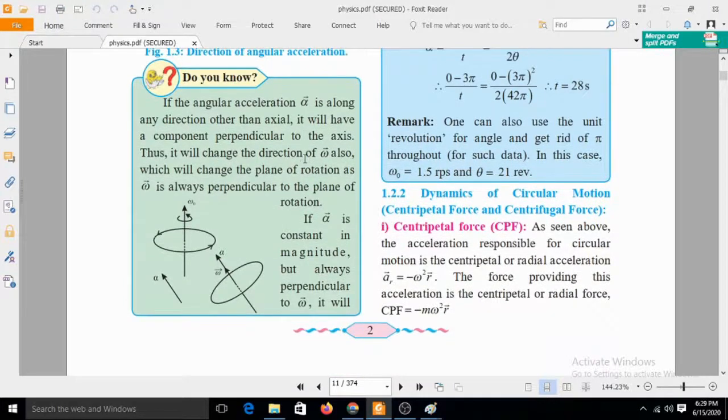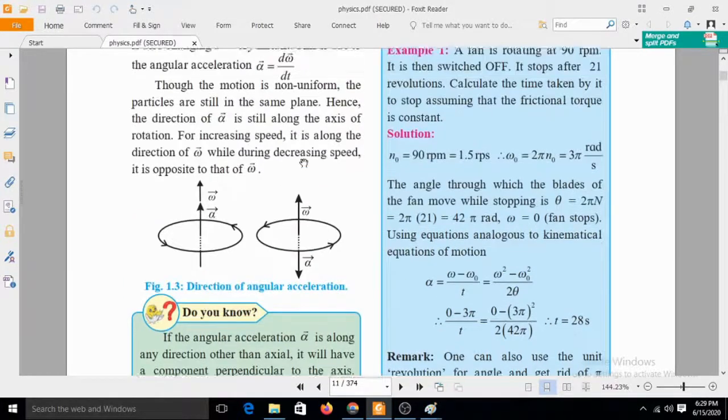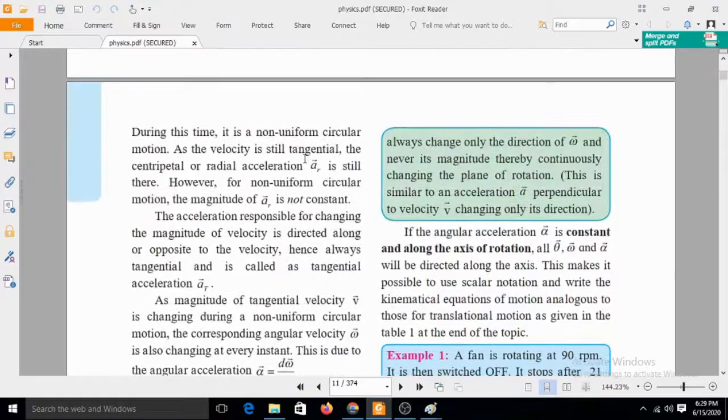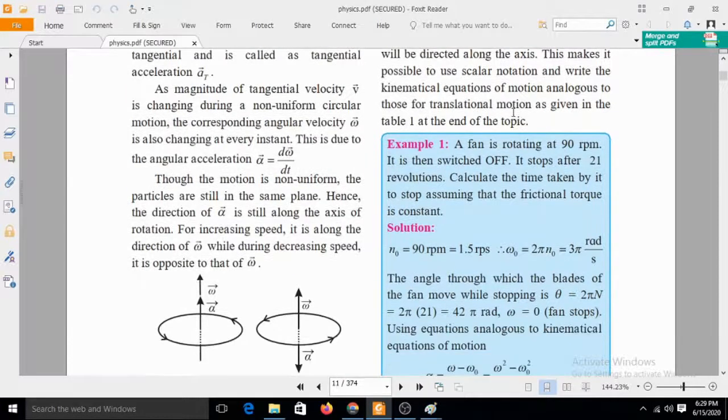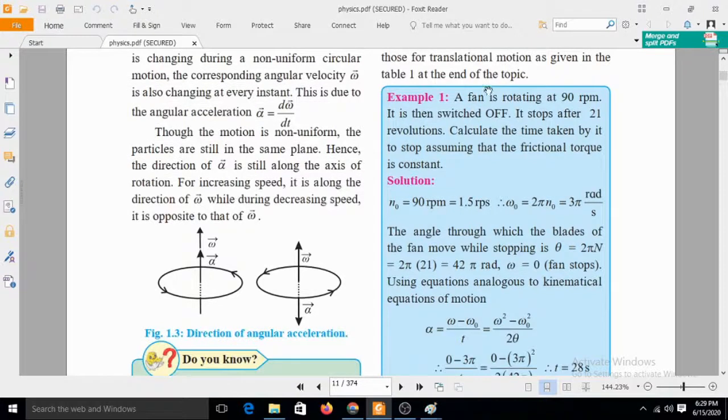See now what is given. See over here, we'll see the sum. Okay, alpha is constant along the axis of rotation. It is mentioned in the kinematic equations of motion that we have studied. Now a circular fan is rotating at 90 rpm, that is rotations per minute. If it is then switched off and it stops after 21 revolutions, then calculate the time taken to stop, assuming the frictional torque.